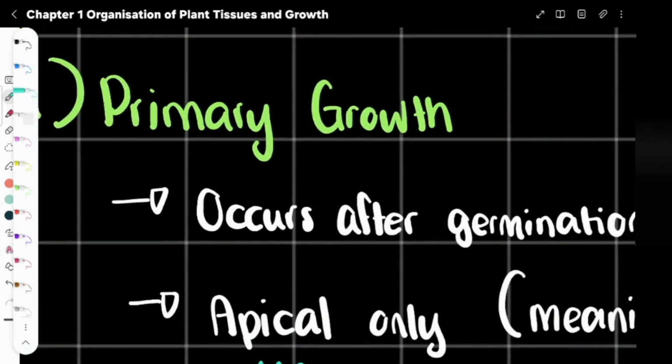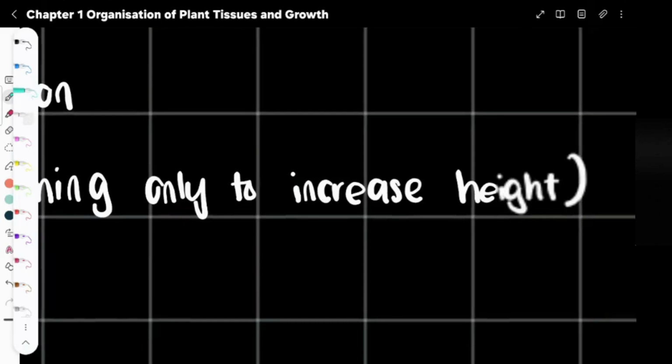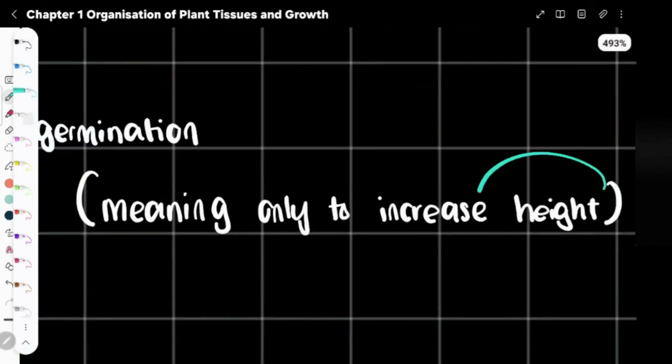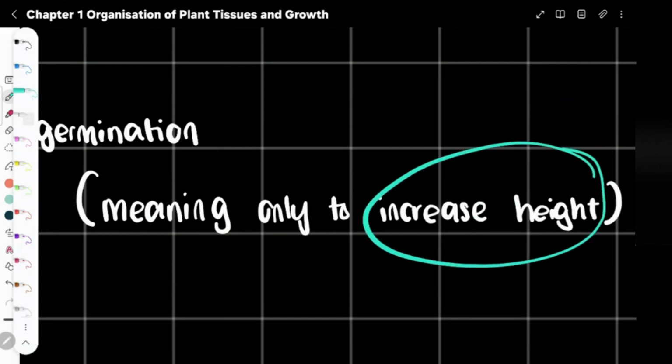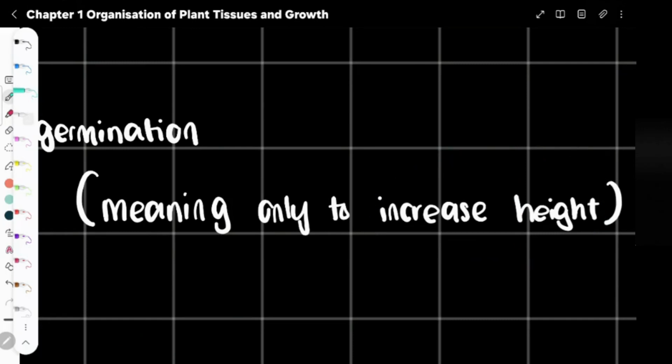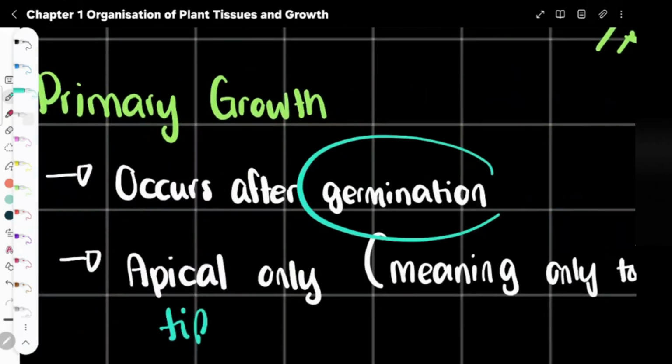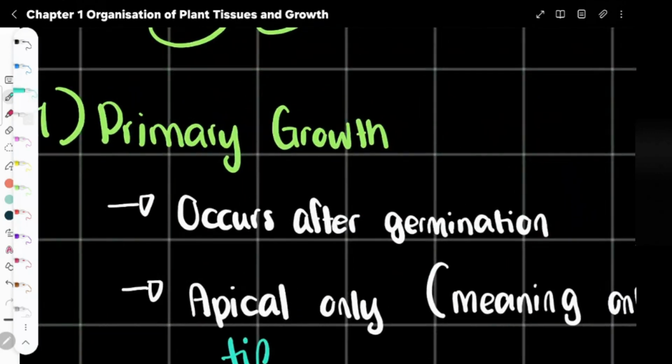That means primary growth is only for increasing the height. That's the question they like to ask. They ask you, what's the difference between primary growth and secondary growth? It increases the height. So that is the primary growth. And it only happens after germination. After germination. So what is the meaning of germination? Germination means the spread of the seed from the plant cell.